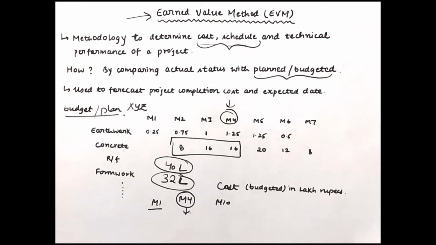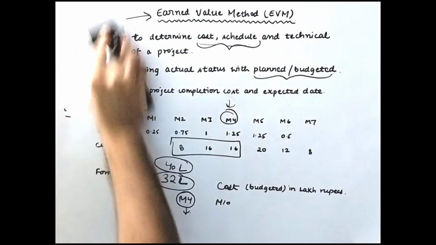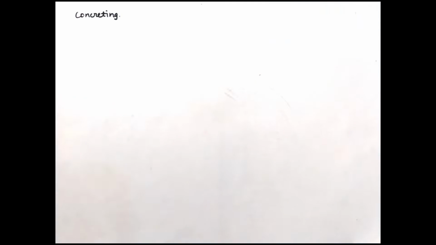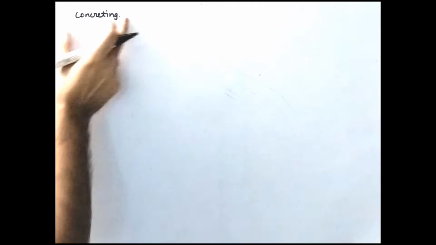Now let's go to one very good example. See, I am taking one example of a concreting activity. Usually this EVM is used to assess the performance of a project, but I am taking a very small example of concreting so that once you are done with the basic details, you can apply it to a project also.